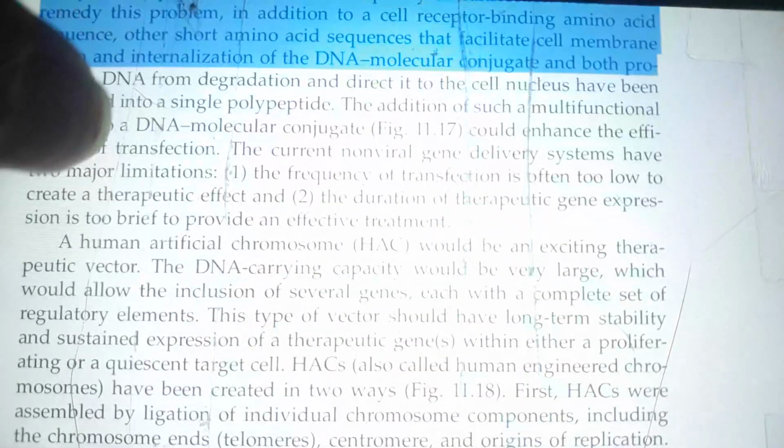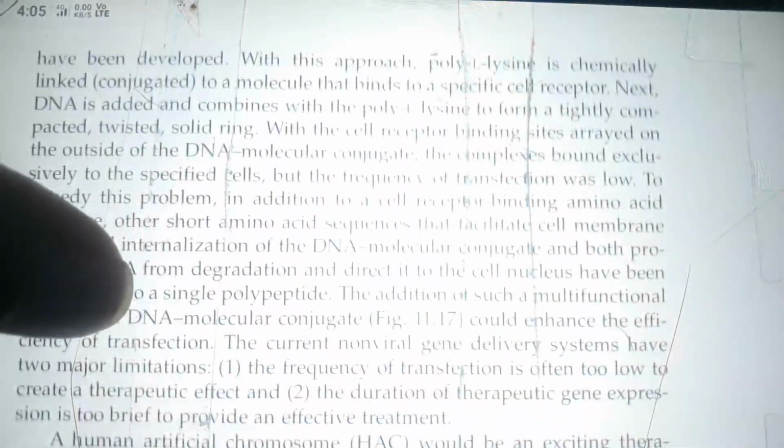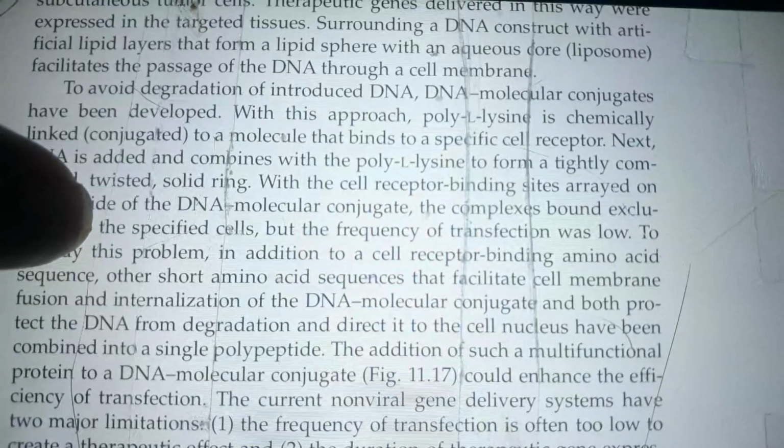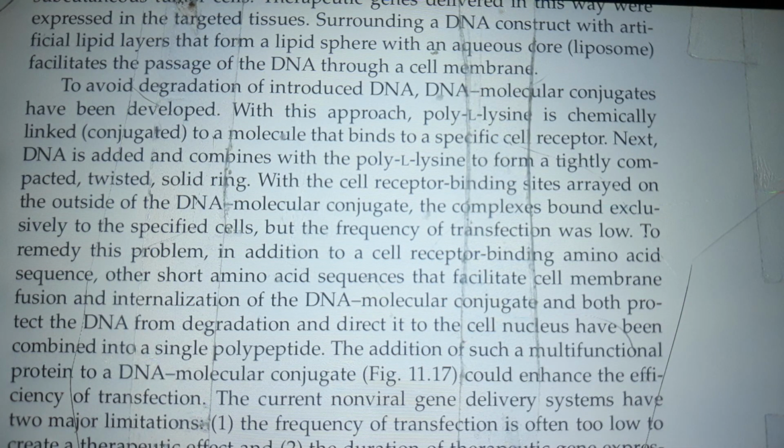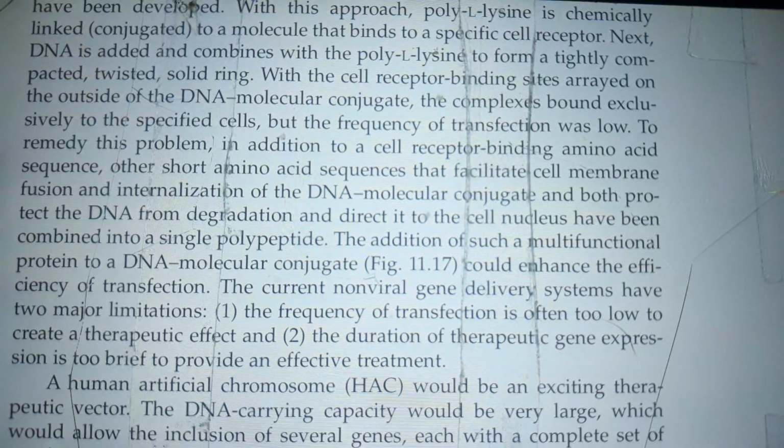To avoid degradation of the introduced DNA, molecular conjugates have been developed with this approach. Poly-L-lysine is chemically linked, or conjugated, to a molecule that binds to a specific cell receptor. Next, DNA is added and combines with the poly-L-lysine to form a tightly compacted, twisted, solid ring with the cell receptor binding sites arrayed on the outside of the DNA molecule. The conjugate complex is bound exclusively to the specified cells, but the frequency of transfection was low.